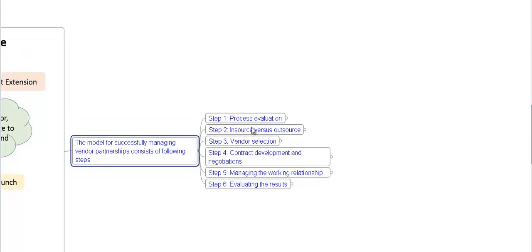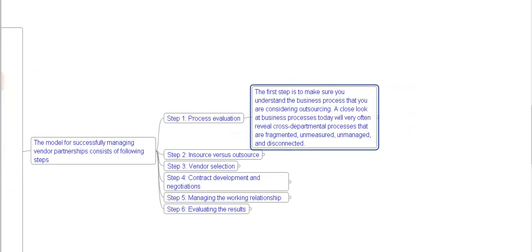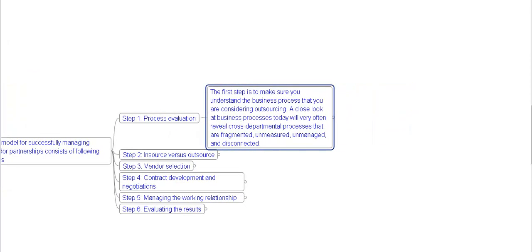Process evaluation. The first step is to make sure you understand the business process that you are considering outsourcing. A close look at business processes today will very often reveal cross-departmental processes that are fragmented, unmeasured, unmanaged, and disconnected.